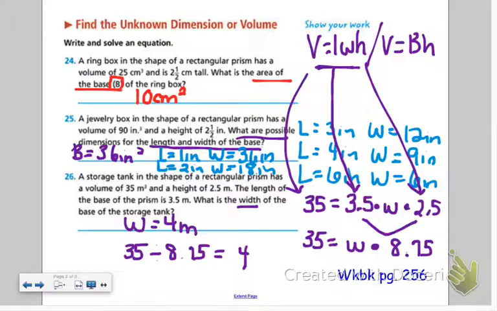Now this answer, I don't need squared, I don't need cubed, I'm just looking for the width, one dimension. So I don't need any exponents. Unless you want to put the 1 in there, you can if you want to.